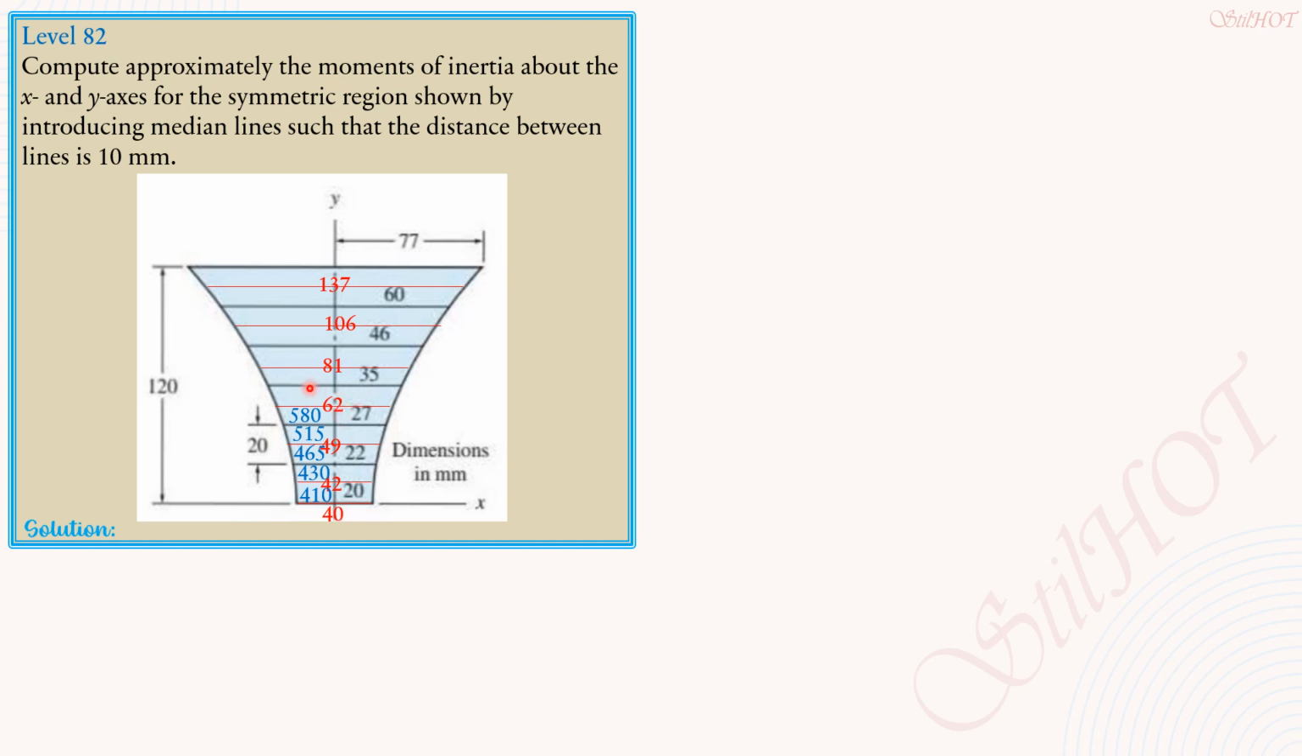62 plus 70, 132 divided by 2, 66 times 10, so 660 mm square. 70 and 81 divided by 2 times 10, so the area is 755 mm square. 81 plus 46 times 2, so 92. 81 plus 92 divided by 2 times 10, the area here is 865. 92 plus 106, 198 divided by 2, 99 times 10, so 990 mm square.